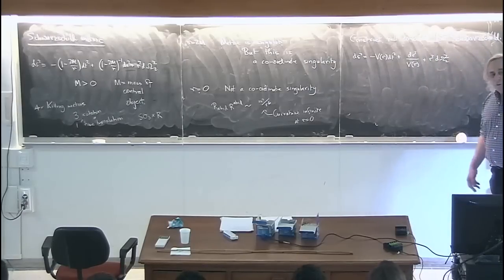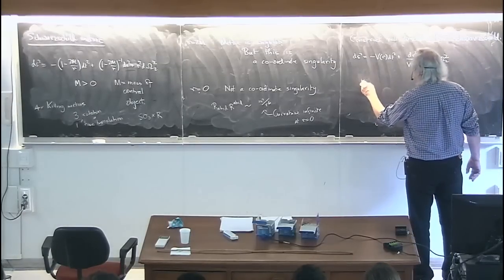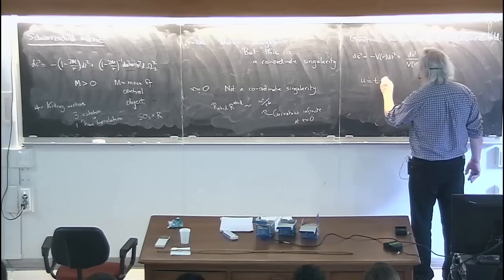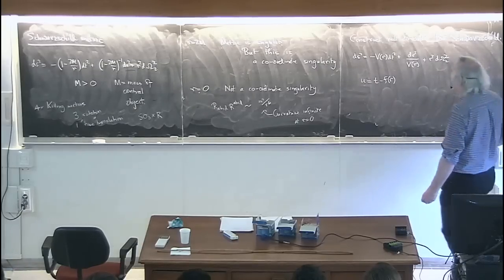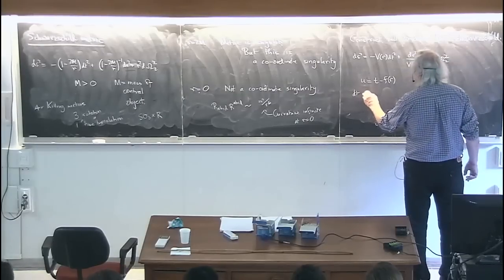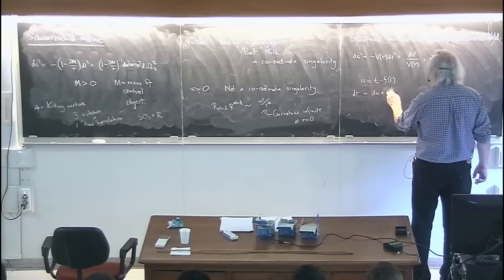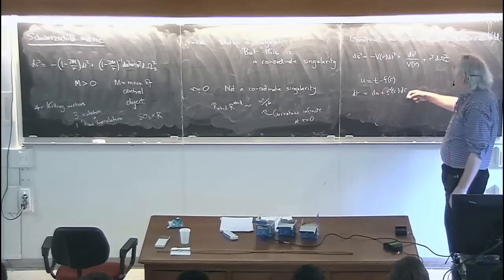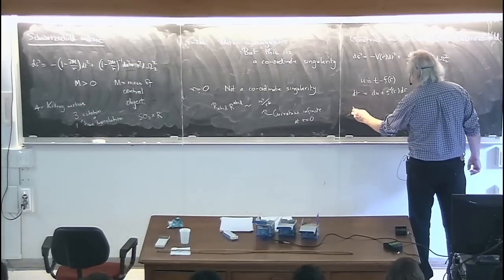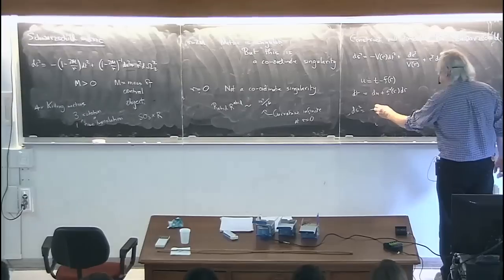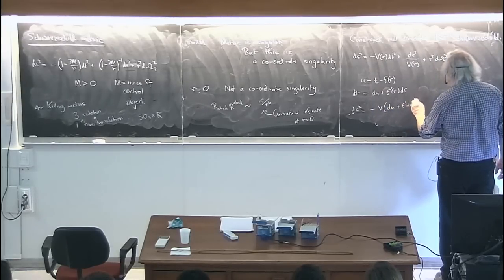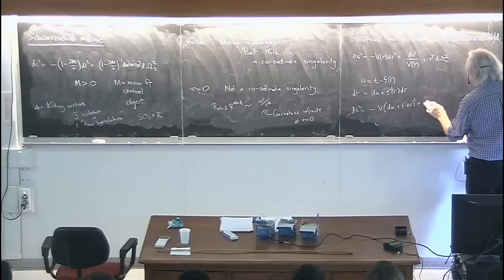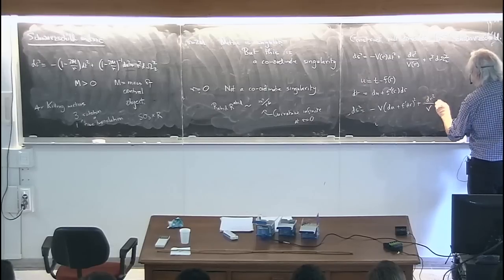The way to construct a null coordinate is to say that u is equal to t minus some function of r, and ask yourself what that function should be. It's sort of similar to what we did in Minkowski space. So every time you see dt, you write du plus f prime of r dr, and substitute into here, and you will get ds squared is equal to minus v (du plus f prime dr) all squared, plus dr squared over v, plus r squared d omega squared.